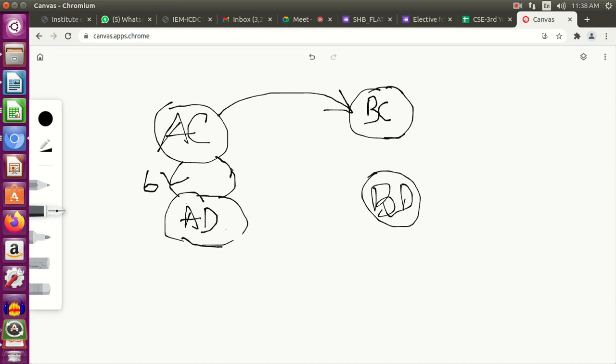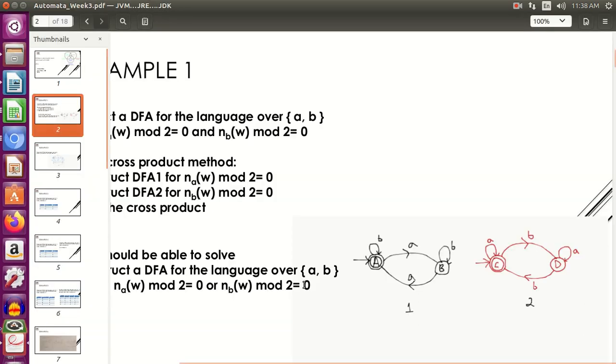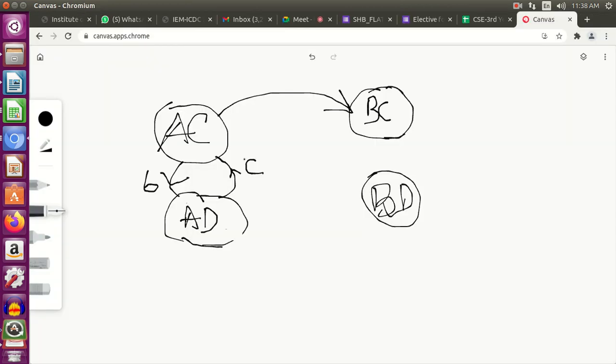What about this one? A to B. C is common, so A to B I'll check. For A, it was B, ma'am, not C. Just a second, you wrote C, ma'am. That was B, ma'am.